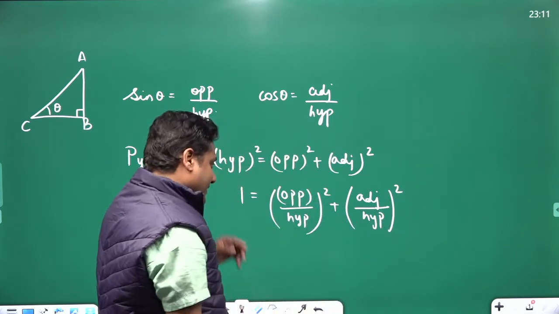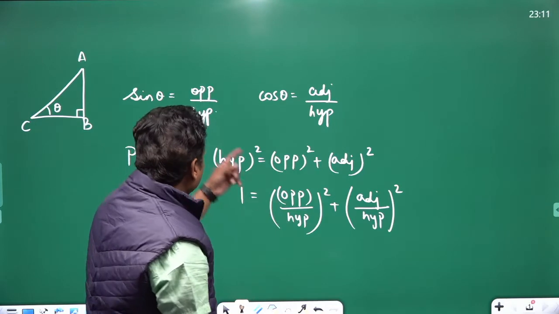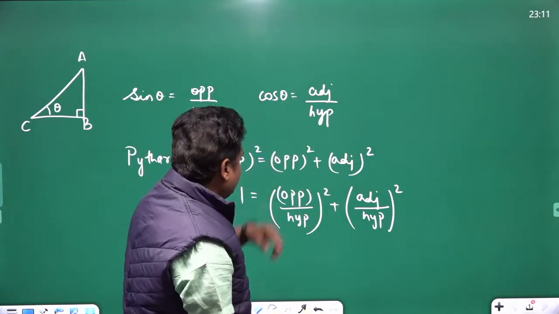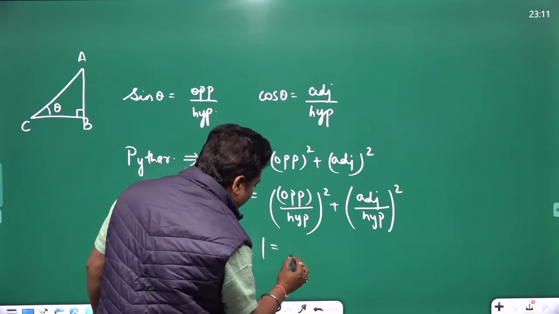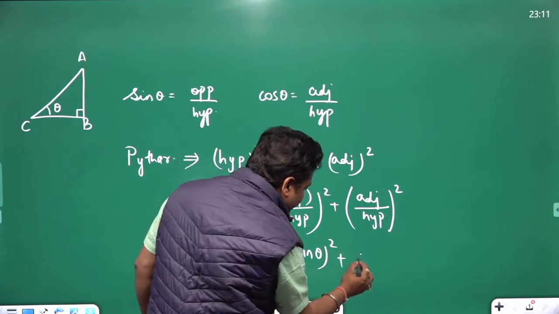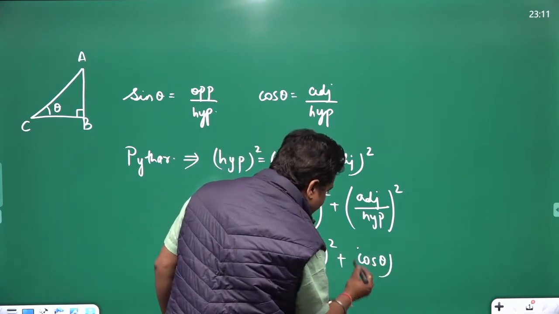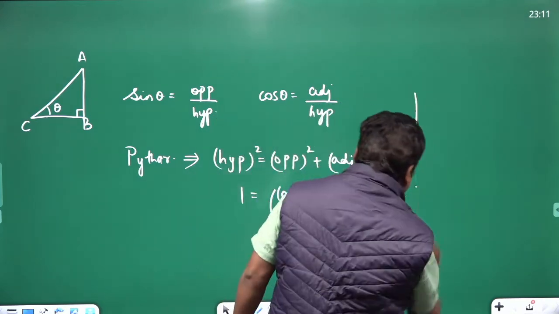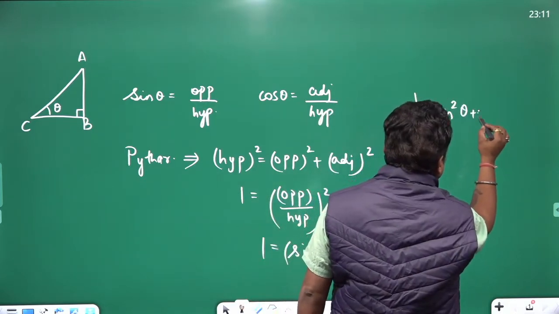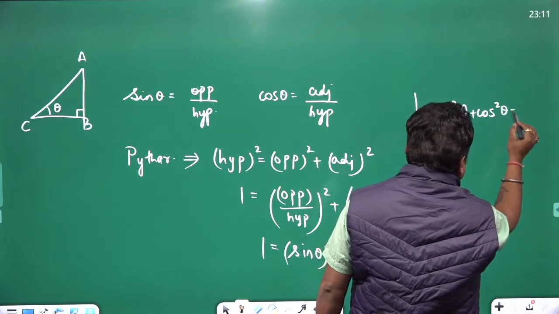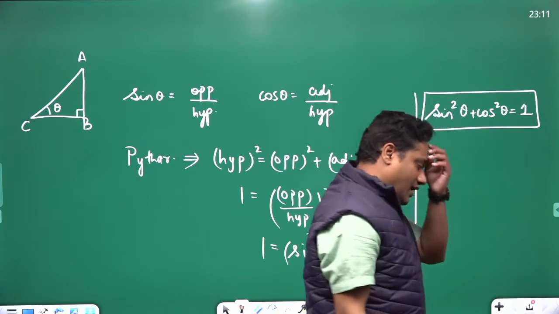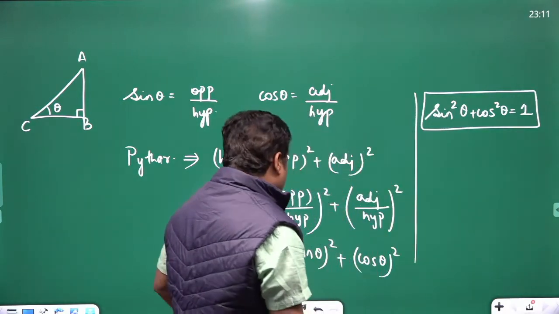And comparing the value opposite over hypotenuse, which is obviously equal to sin theta, and adjacent upon hypotenuse, that is obviously equal to cos theta, I can say that 1 is equal to sin theta whole square plus cos theta whole square, which I can say that it will be equal to sin square theta plus cos square theta is always equal to 1.